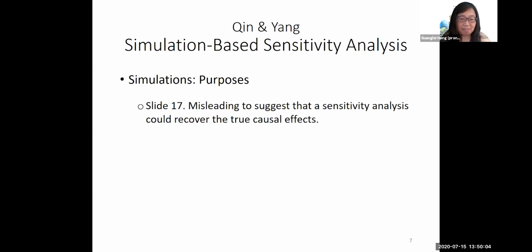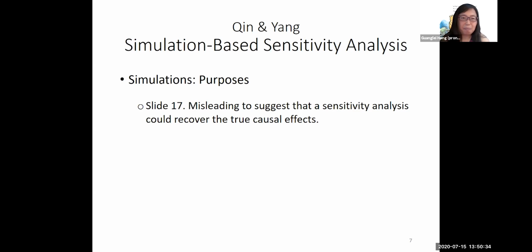And I think that could be misleading to your readers because a sensitivity analysis does not reveal the final truth about what the true causal effects are equal to. Otherwise, every researcher could claim at the end of their sensitivity analysis, you know, we know exactly what the truths are. So I think it's only useful for assessing the amount of bias associated with a possible omission, right?